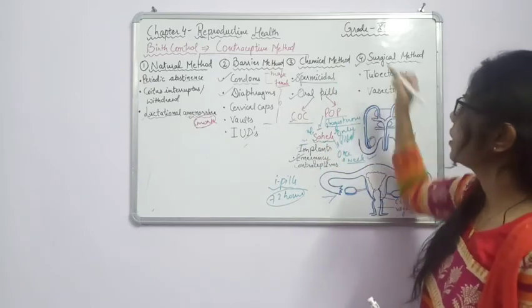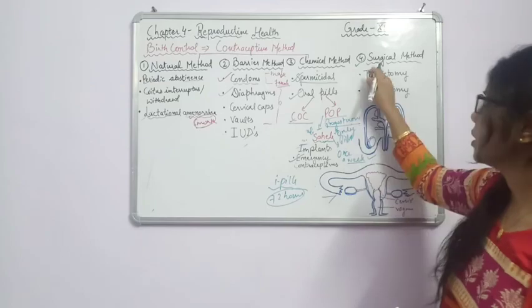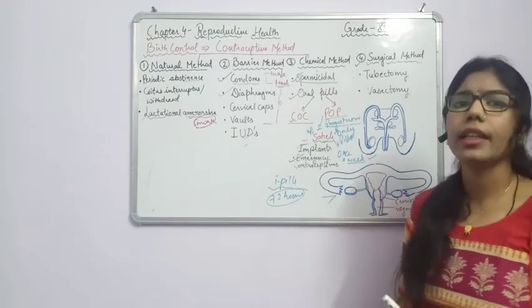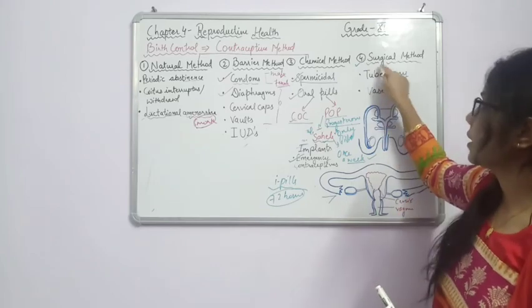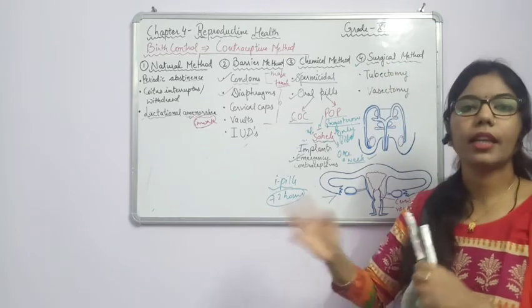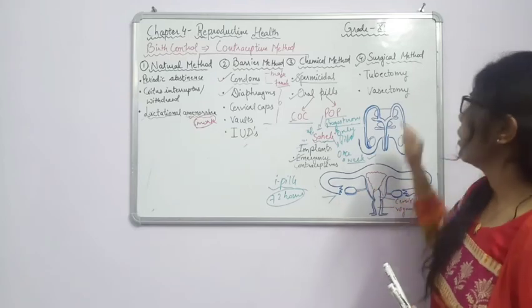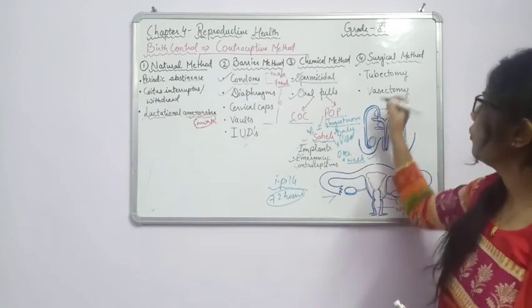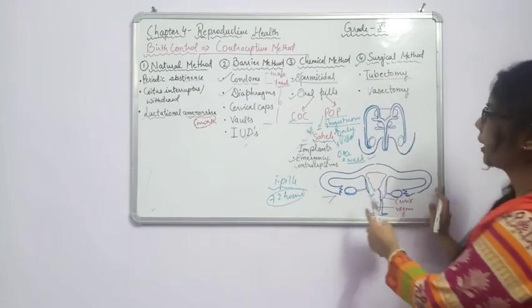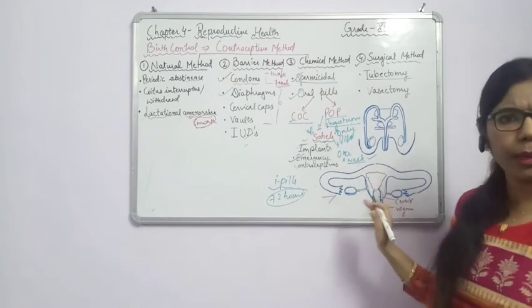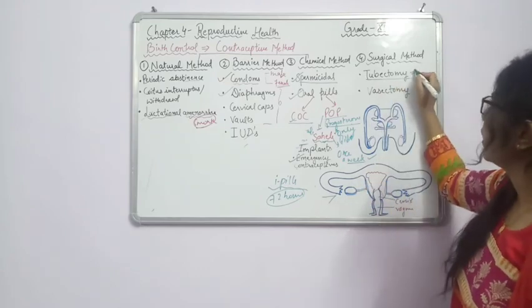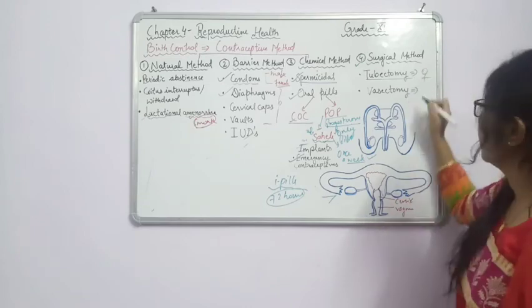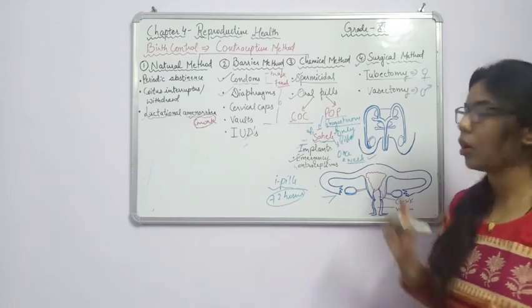Now the fourth one is the surgical method. What is the meaning of surgical? With the help of some surgery, they are avoiding the fertilization, and we have discussed that this method is permanent. It means that it cannot be reversed. So in this we have two types of method: tubectomy and vasectomy. What is the meaning of tubectomy? Here I have shown the diagram. If you recall the female reproductive system, where is tubectomy done? In the female, and vasectomy where? In the male.